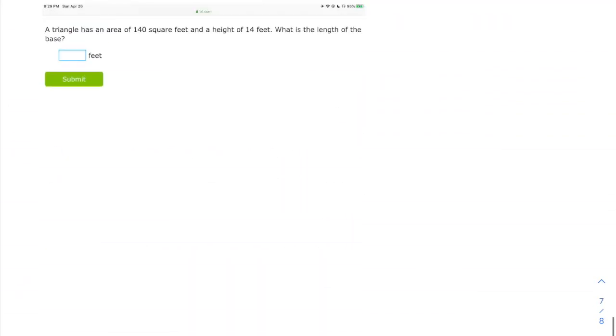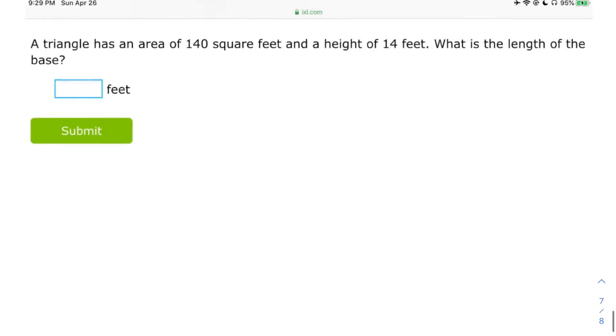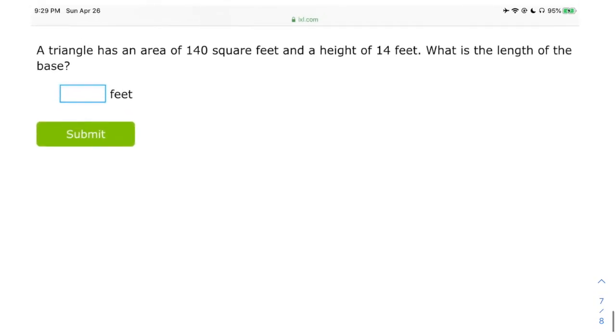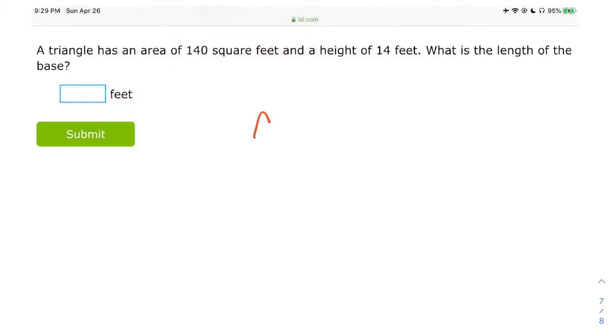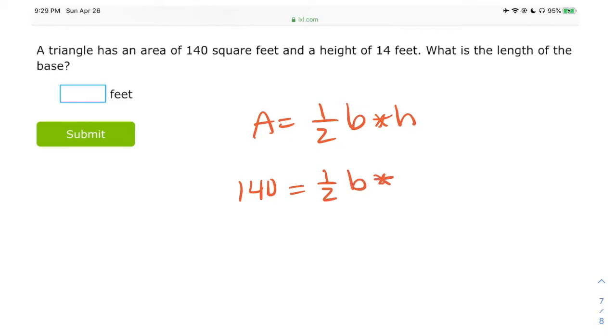Looks like I got a couple more problems. This one: a triangle has an area of 140 square feet and a height of 14. What is the length of its base? So area is 1/2 base times height. Area is 140 square feet. Base is unknown. And height is 14 feet.